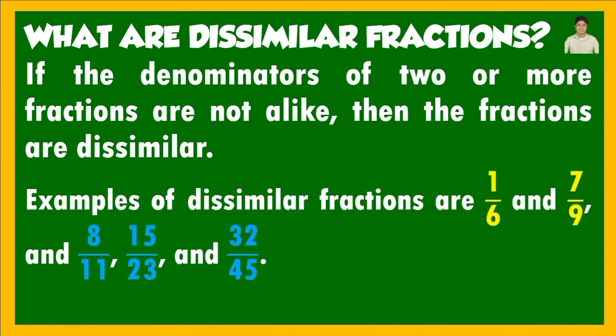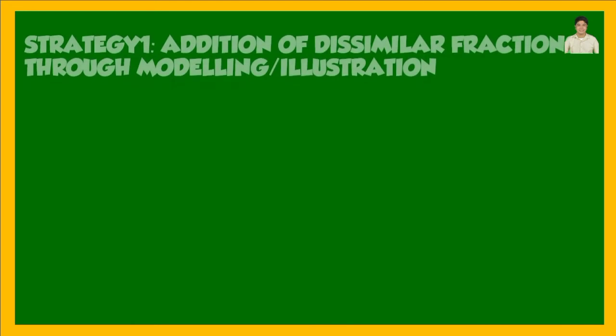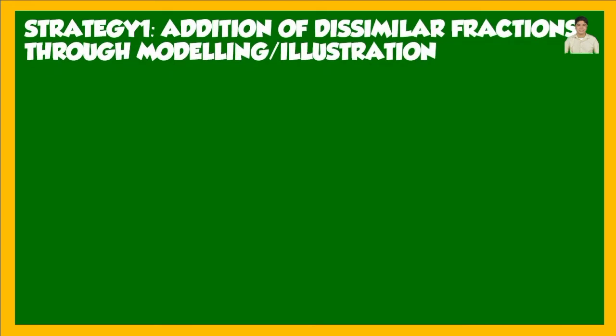So examples of dissimilar fractions are 1 over 6 and 7 over 9. As you can see, 1 over 6, the denominator is 6. 7 over 9, the denominator is 9. Next, 8 over 11, 15 over 23, and 32 over 45. So magkakaiba po yung kanilang mga denominator. So in adding and subtracting dissimilar fractions, there are several strategies that we can use. Like for example, the first strategy that I will be discussing is through modeling or illustration.